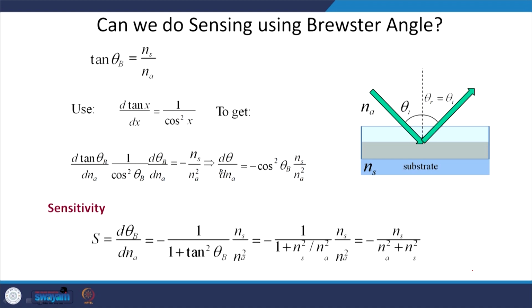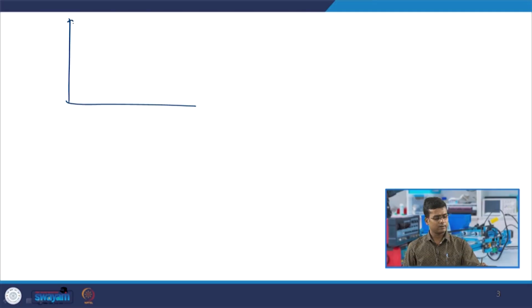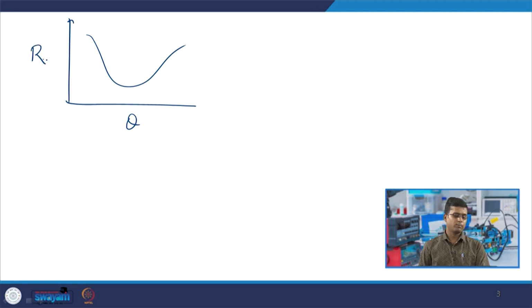So, can we do sensing using Brewster angle? Why do I say that? If you remember, when we were discussing sensors, it was shown that it has a certain characteristic. Here I have theta, and here I have the reflected power, and I want to see what happens.